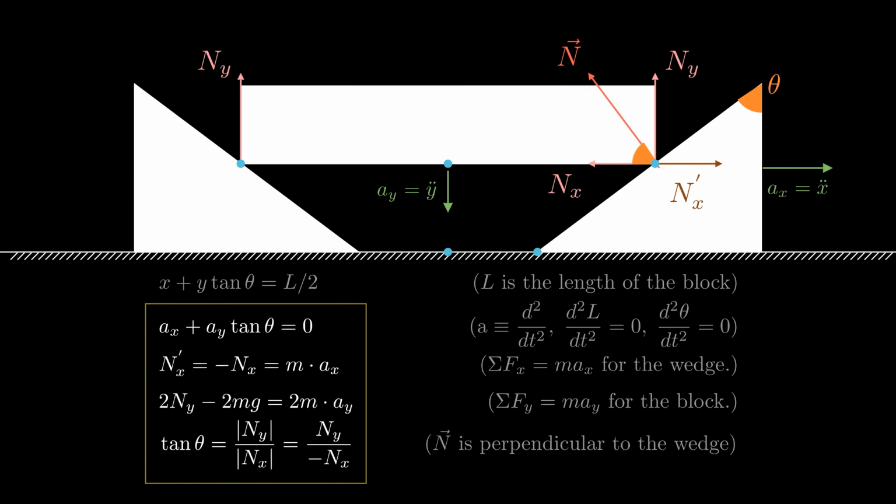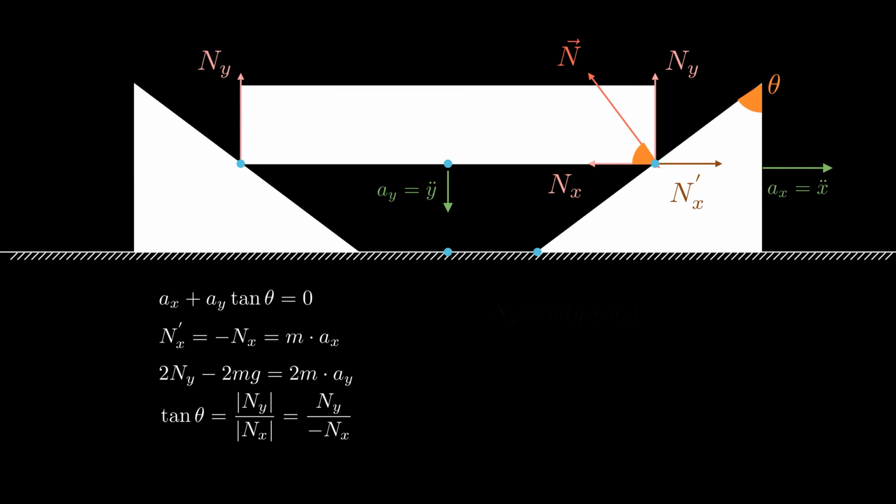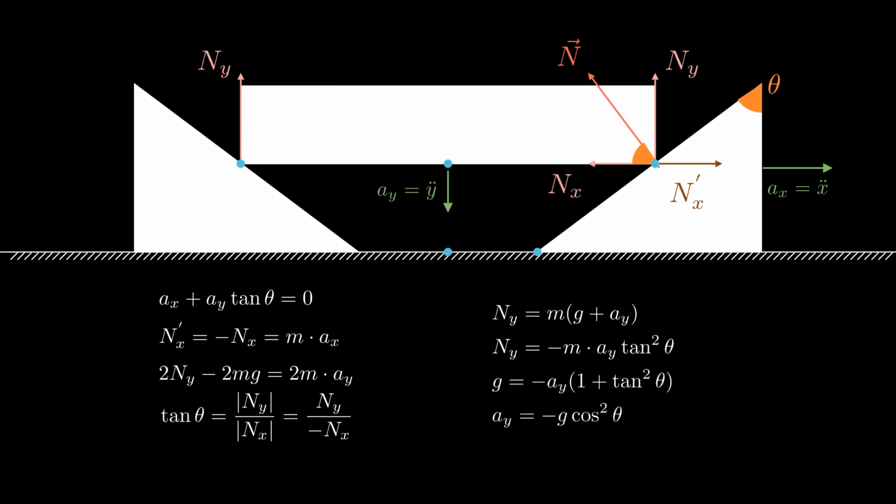Overall, we now have 4 equations and 4 unknowns: nx, ny, ax, and ay. We can solve the system of equations to find each one of the unknowns. An equation for ny is obtained through the third equation, after simplification and rearranging the terms. We can also use the first, second, and the last equation to arrive at an alternative equation for ny. Equating these two equations and remembering the trigonometric identity of the sum of squares of sine and cosine, we find that ay is g cosine squared theta.